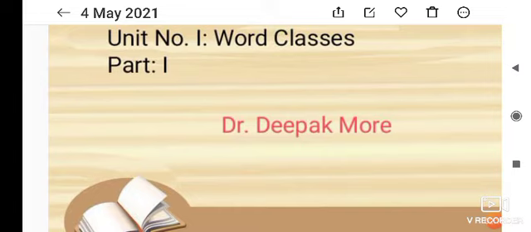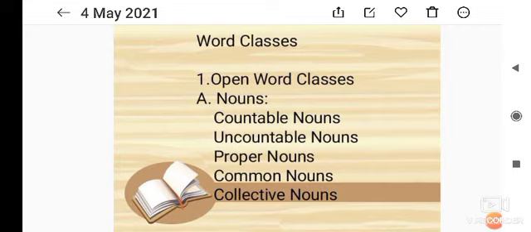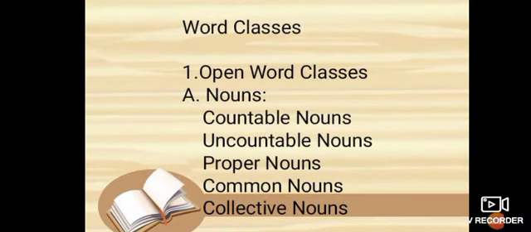Now we are going to study open word classes. Open word classes, number one, nouns. Open word classes are also known as content words. It is based on membership which is open in sense. It is not fixed. We can add new members to them. The open word classes are, number one, nouns. What is meant by noun?